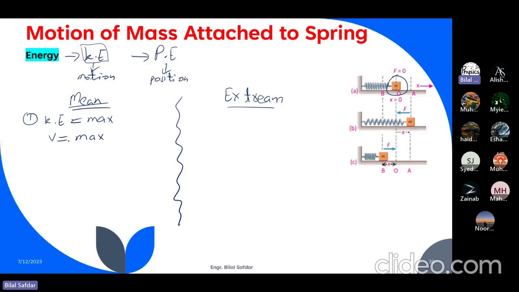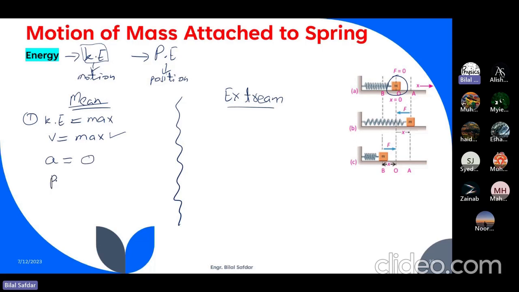There is some value of velocity, but there is no acceleration. Why is there no acceleration at mean position? Because there is no changing velocity. Velocity has some constant value. That's why acceleration at mean position is 0.